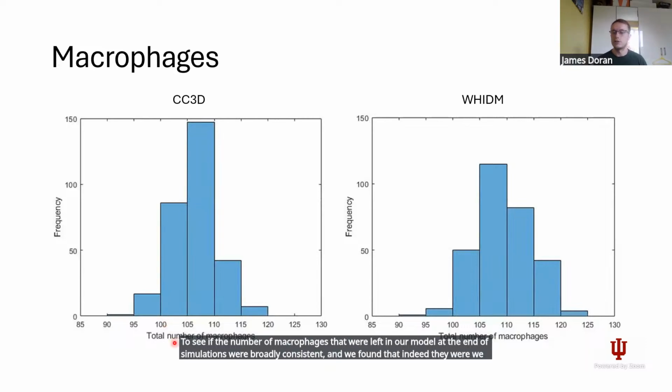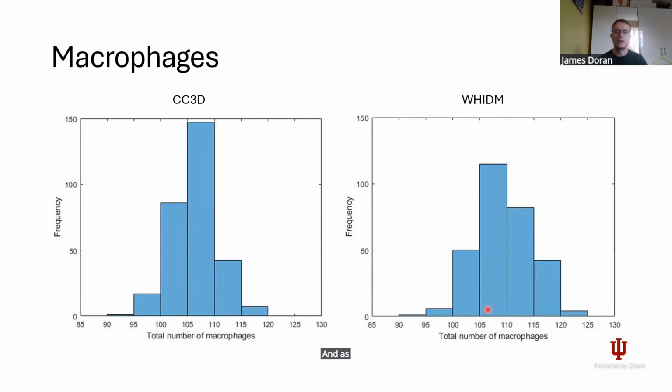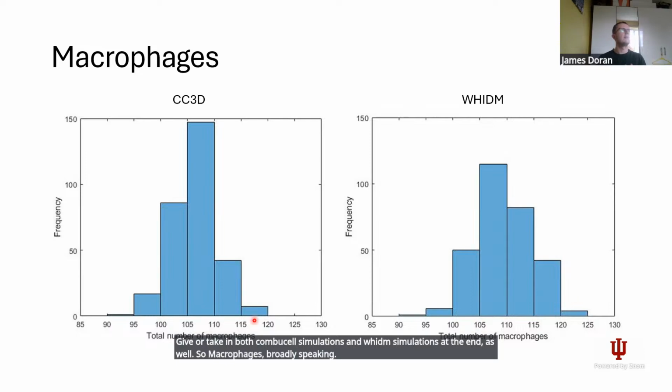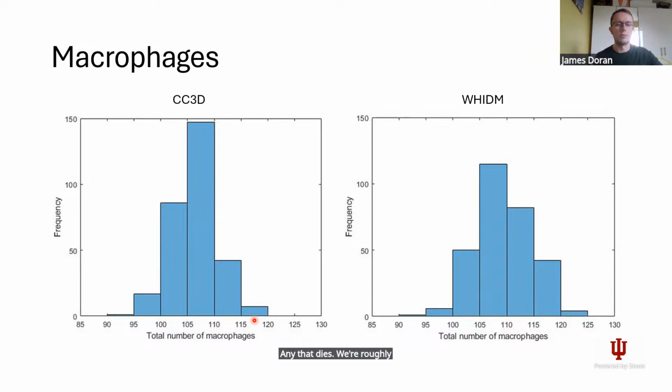We started each of our simulations with 105 macrophages. And as you can see, on average, there was about that many macrophages, give or take, in both CompuCell simulations and WHIDM simulations at the end as well. So macrophages, broadly speaking, stayed similar in value throughout. Any that died were, roughly speaking, replaced almost one-to-one, again, within a certain amount of variation. And clearly, the models weren't handling the macrophage recruitment drastically differently to each other.